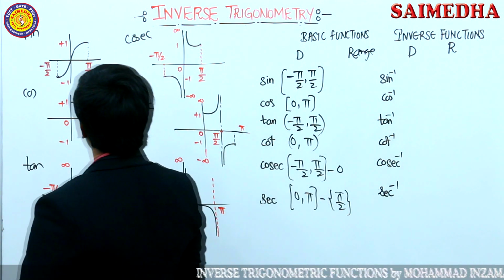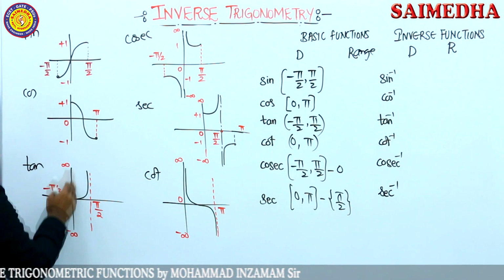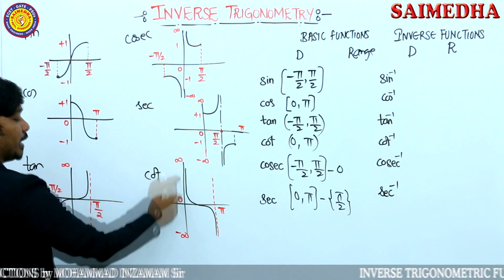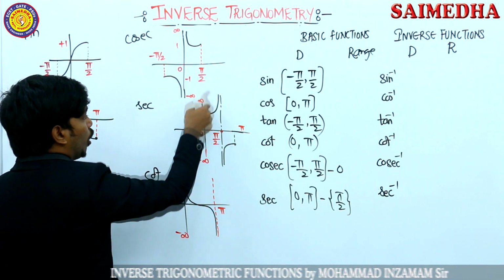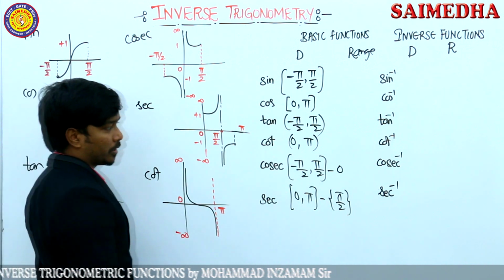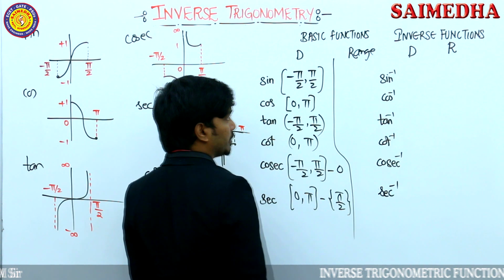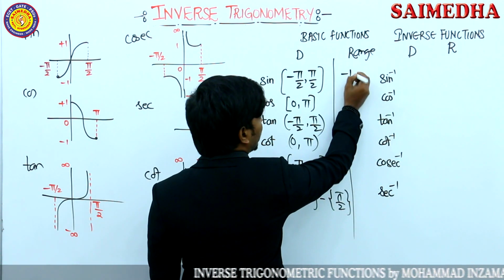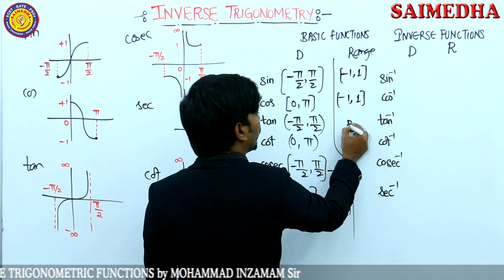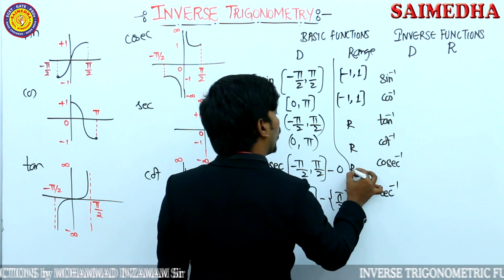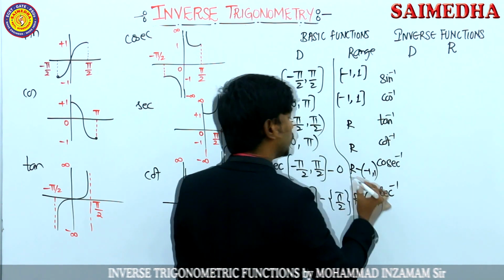ఇప్పుడు y వాల్యూస్. y values ఏమున్నాయి? -1 to 1, -1 to 1. All real numbers, -infinity to infinity. All real numbers, -infinity to infinity. All real numbers -1 to 1. All real numbers -1 to 1. ఇక్కడ రాస్తున్నా చూడండి. ఫస్ట్ వన్ is what? -1 to 1. Next one is what? -1 to 1. Next one is what? All real numbers. All real numbers -1 to 1.